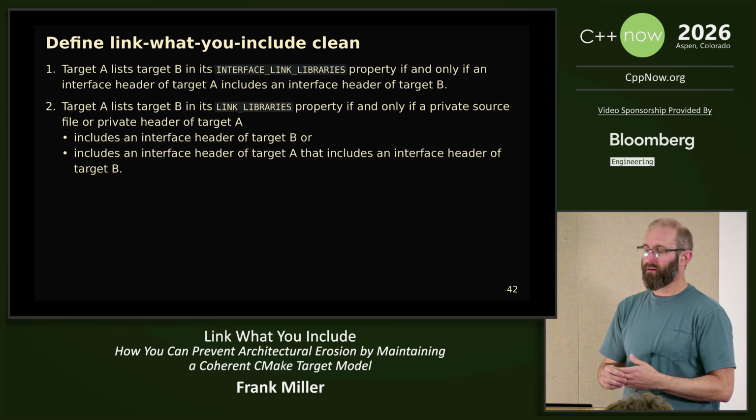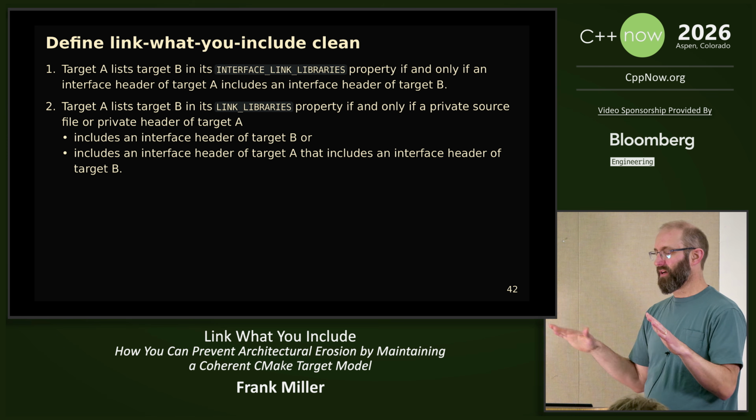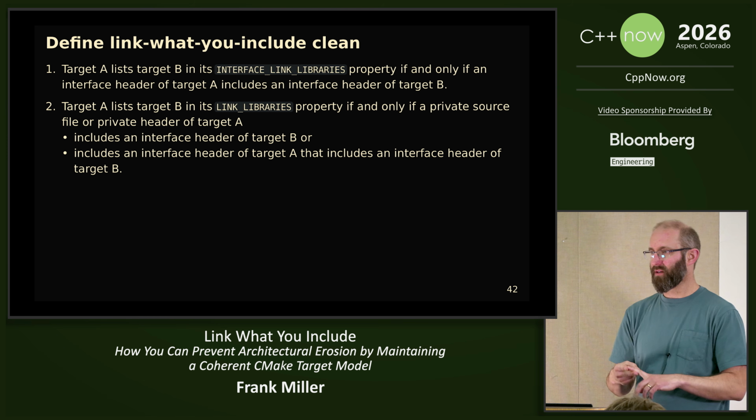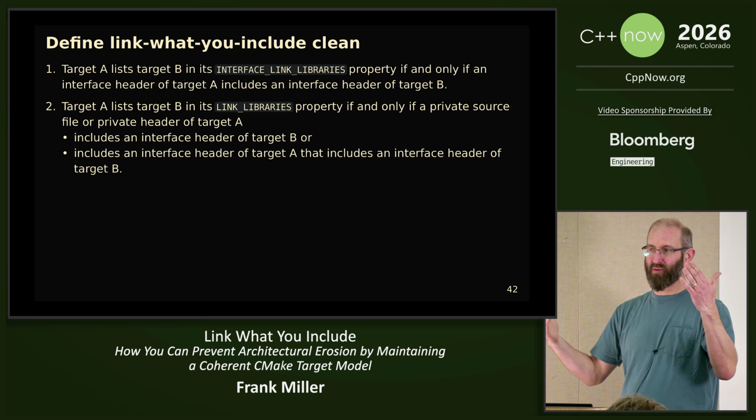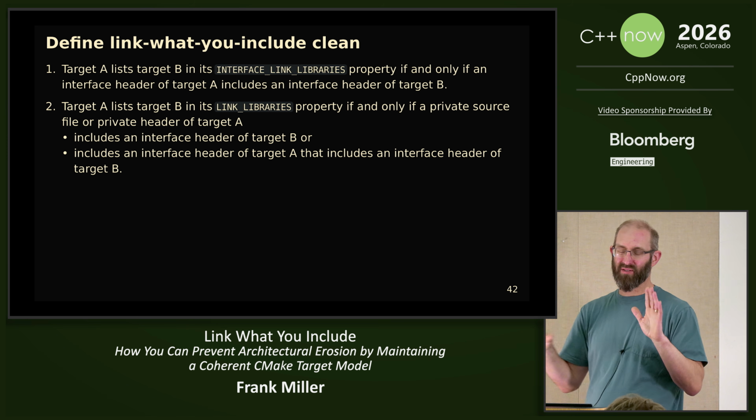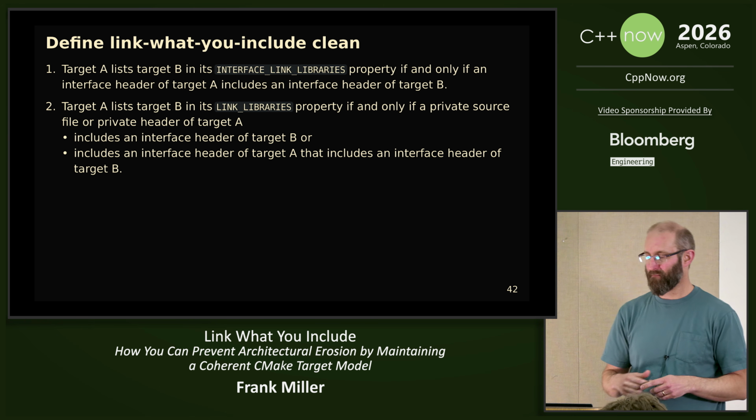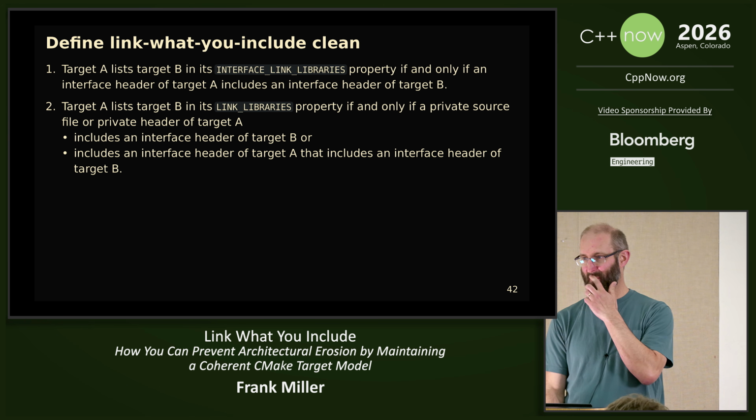Okay. And so the link what you include tool operates at this lower level where there are only these two properties, but you want to think about it in terms of the scope, which is three properties. So it makes it a little confusing. Yeah, that makes sense? Okay. Good?